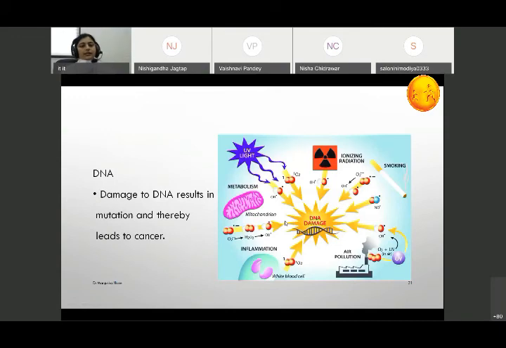Next is DNA. Since the nucleic acids are being attacked by this reactive oxygen species, it will directly lead to damage to the DNA. If there is damage to DNA, it will lead to mutation, and these cells are mutated. There is doubling, tripling of the cell, then that will lead to formation of cancer.